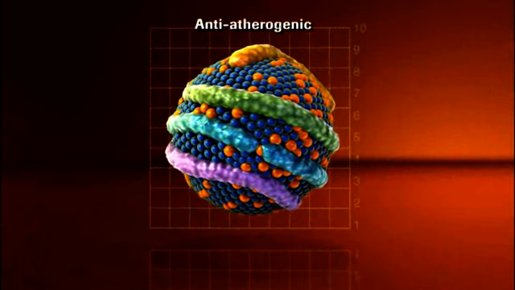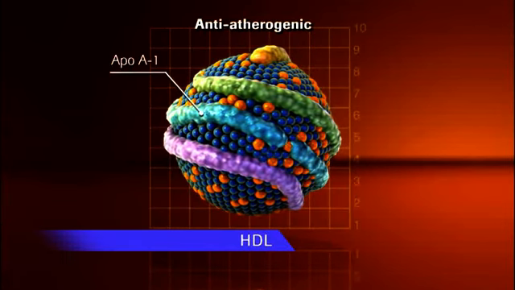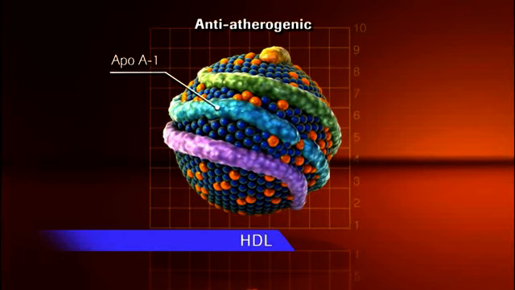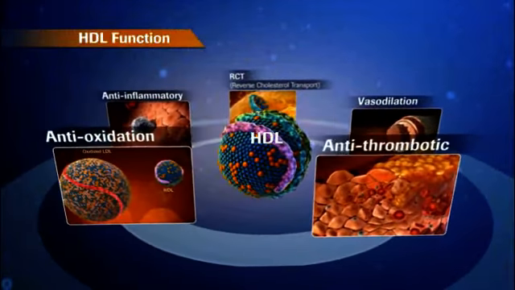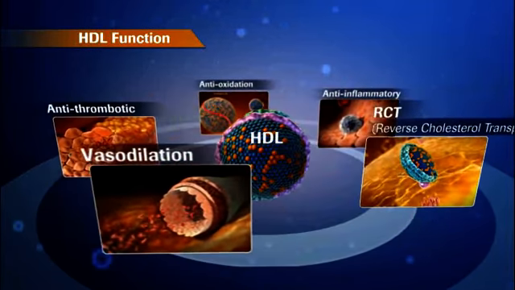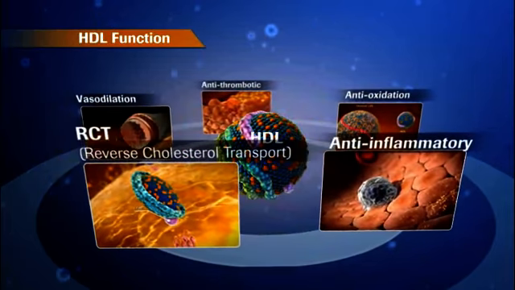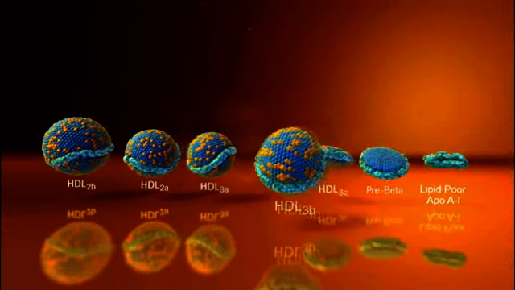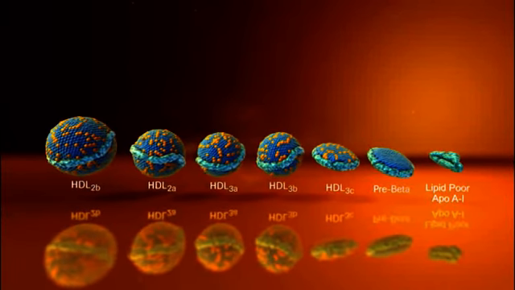Anti-atherogenic particles, such as high-density lipoprotein, contain apolipoprotein A1 or Apo A-I and other protective proteins. HDL promotes cholesterol efflux from atherosclerotic plaques by mediating reverse cholesterol transport. It is also believed to have a number of protective effects on the arterial wall. The HDL fraction in human plasma is heterogeneous and may be classified into a number of subclasses.